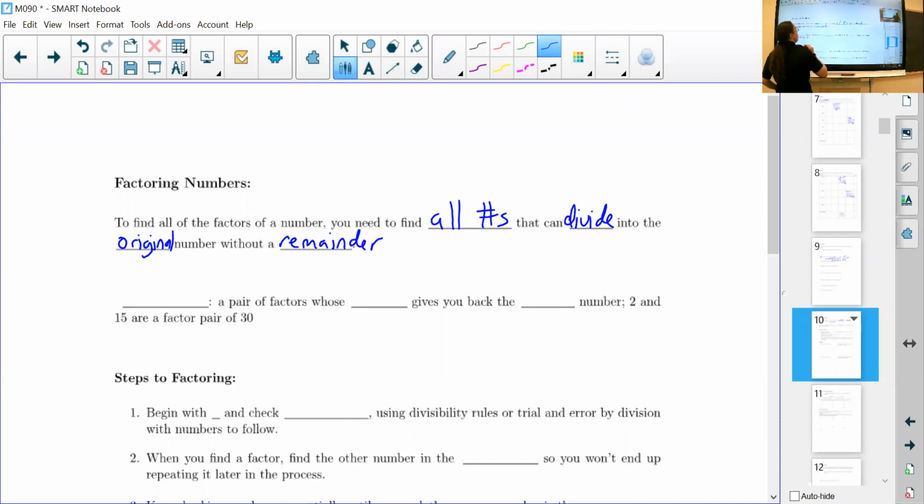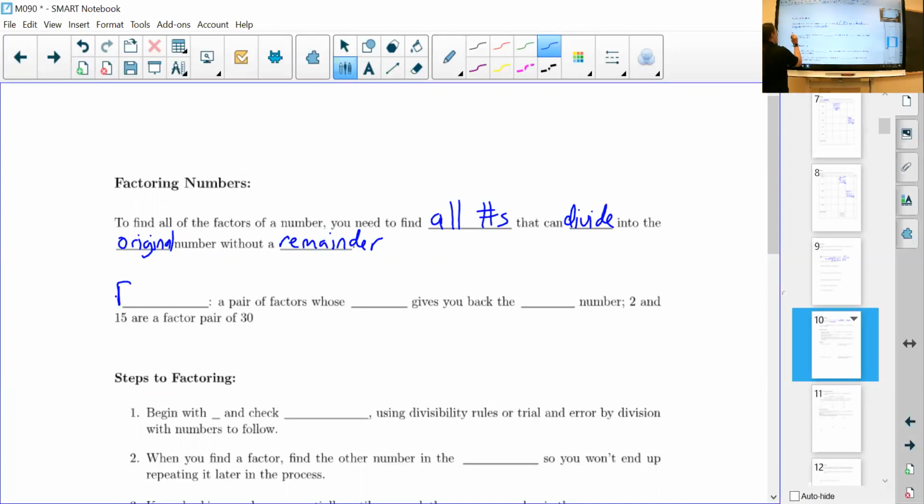Number of factors, divisible by, multiple of, those are all essentially the same concept. We just have to remember which number fits in which place. 9 is a multiple of 3, 3 is a factor of 9, 3 is a divisor of 9, 9 is divisible by 3. All mean the same thing.